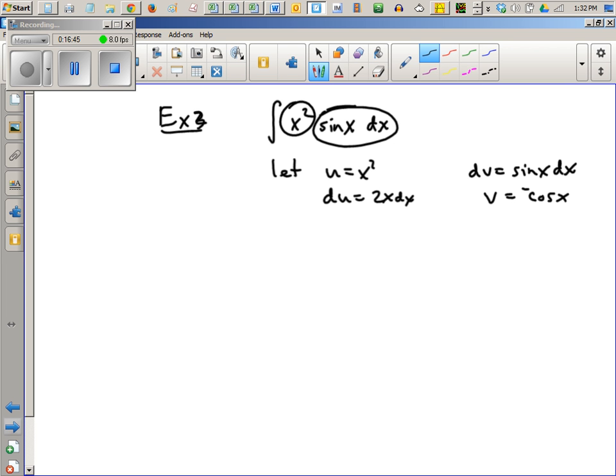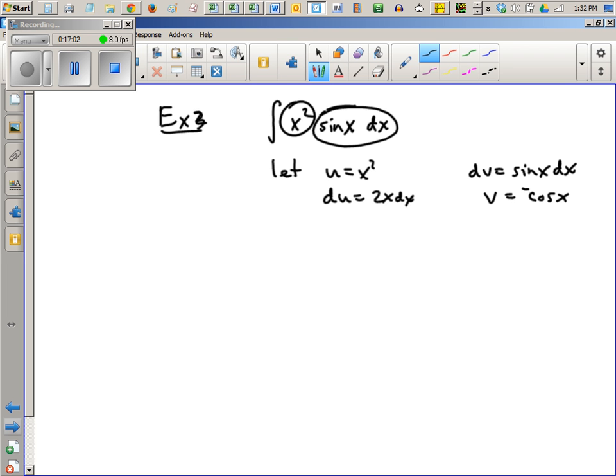So I did it that way. Or, like I said, you could have used the sine x as your u, and the dv would be x squared dx. That would work too. So sometimes it's kind of a 50-50. But whatever you pick for dv, make sure you know how to integrate it.